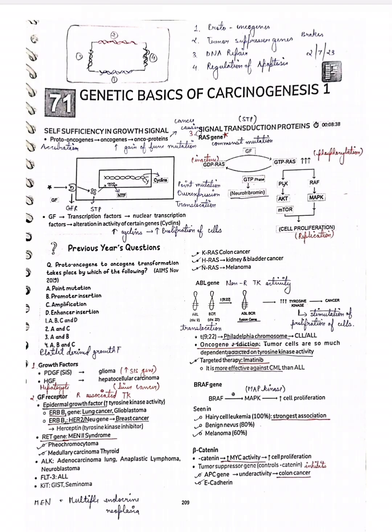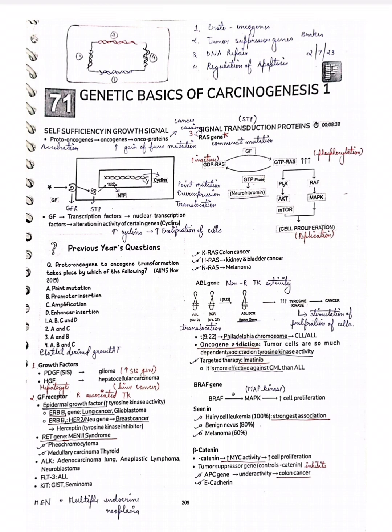Now, first of all, we will be talking about self-sufficiency in growth signals. It means that cancer cells are self-sufficient in having the growth factors responsible for their growth, so they don't need growth factors from outside. Like, if we talk about proto-oncogenes, they produce oncogenes. Normally in our body, proto-oncogenes are present, right? But when there is some mutation in the body, the proto-oncogenes get converted into oncogenes. Oncogenes are cancerous genes. Why? Because they produce oncoproteins, which are responsible for causing cancer.